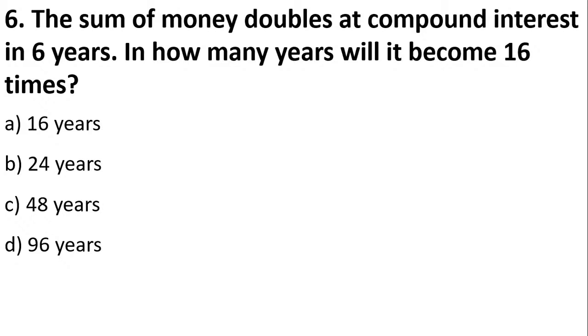So here again, a simple question on compound interest might seem scary to you, but it is actually not. Here they are saying a sum of money doubles at compound interest in 6 years. What is the sum of money? Let's assume it as P. So P becomes 2P when you apply this formula, 1 plus R upon 100 to the power of 6. Okay. And it becomes 16 times.